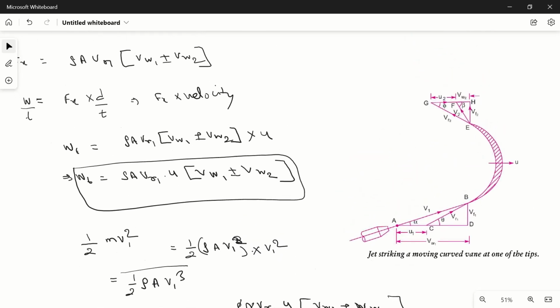Now you can see that if this jet's relative velocity is making an angle of 90 degrees from horizontal, or it is exiting in the vertical direction, then the VW2 component can be 0. So we can get the work done, or force also. This can be 0 if this angle is 90 degrees. So it can become rho A VR1 into VW1.